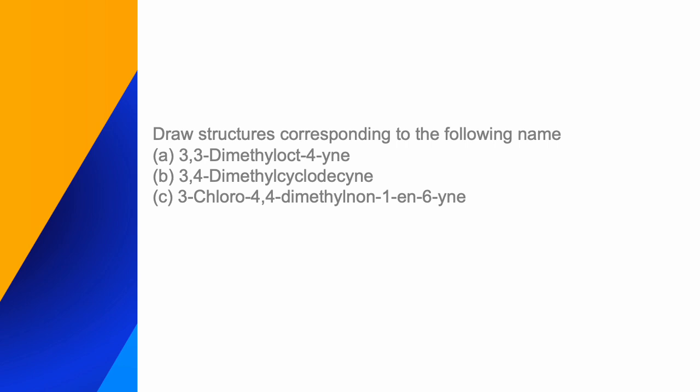Alright, this time you shall draw the structure of the following alkynes. For letter A, we have 3,3-dimethyl-1-butyne. For letter B, we have 3,4-dimethylcyclodecyne. And then for letter C, we have 3-chloro-4,4-dimethylnon-1-en-6-yne.